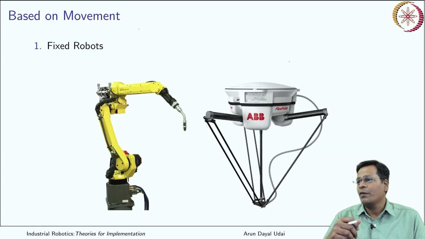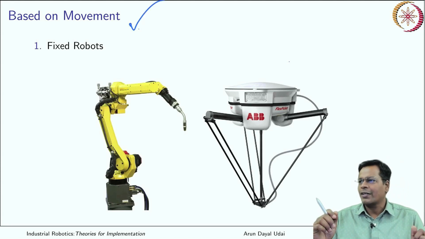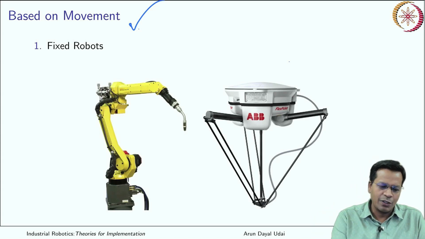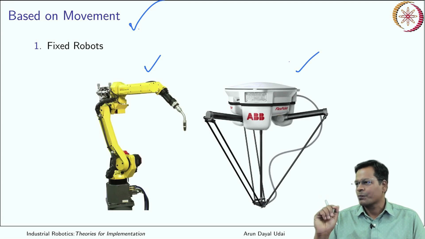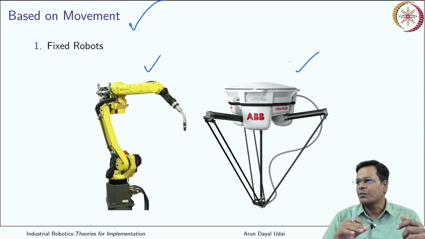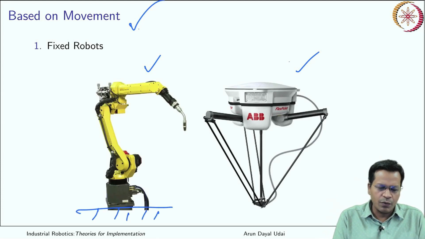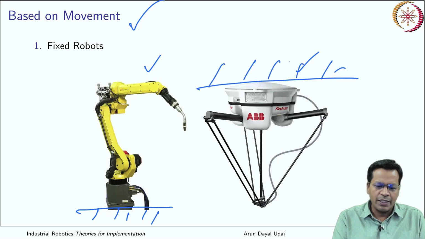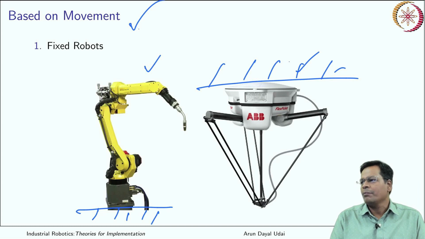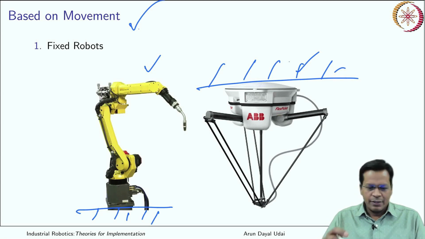Okay, and then you have fixed installation robots based on the movement. Based on the movement, I am classifying. Because these two robots already fit into a category, one of them is a serial robot, one of them is a parallel robot. But when we start classifying based on the movement, these two robots are fixed base robots. One is mounted on the floor, and this one is hanging from the ceiling. Both of them are fixed. The robot itself is not moving, right? So that is why that is there.